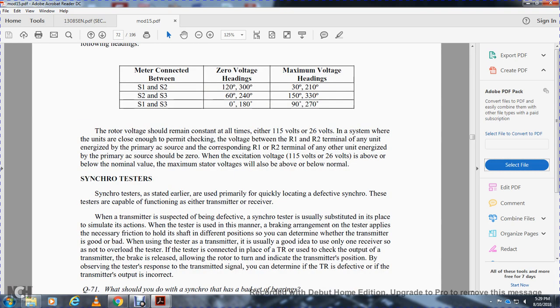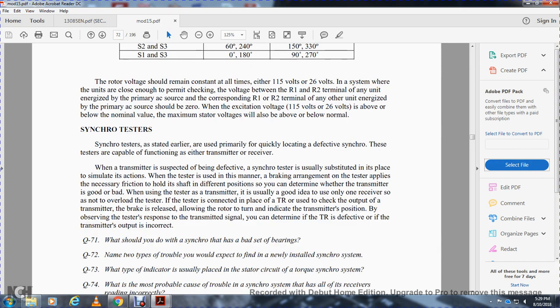The rotor voltage should remain constant at all times, at either 115 volts or 26 volts. In systems where the unit is accessible enough to permit checking the voltage between the rotor 1 and rotor 2 terminals, check the energy of the primary AC source corresponding to the rotor 1, rotor 2 terminals. The voltage should be 0 when the primary AC source is de-energized. If the exciting voltage of 115 volts or 26 volts is above or below the nominal value, the maximum stator voltage will also be above or below normal.